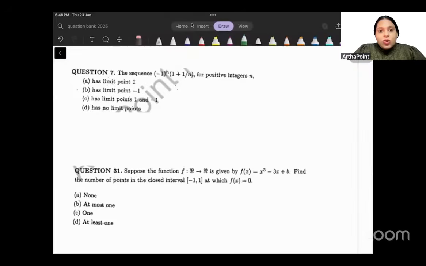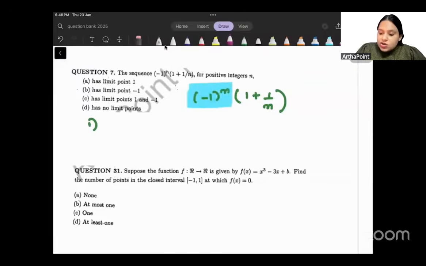So yes, what you can do in such sequence questions, that is correct. So (-1) to the power n times (1 plus 1 by n). You can take two parts to it. Whenever you see (-1) to the power n, you will take two parts to it. One, when n is odd, and second, when n is even.